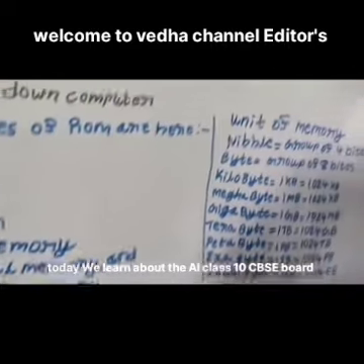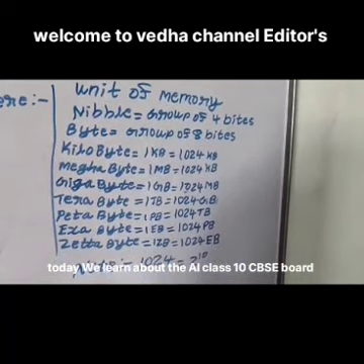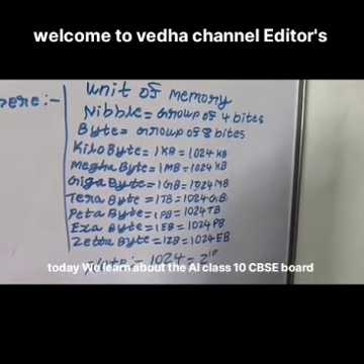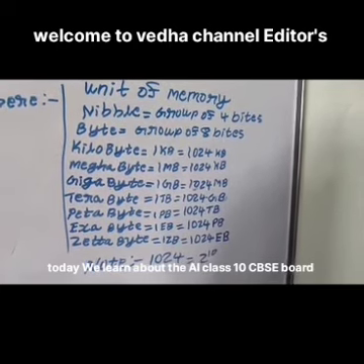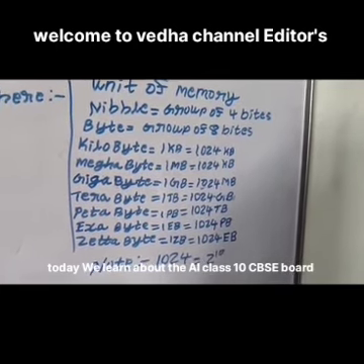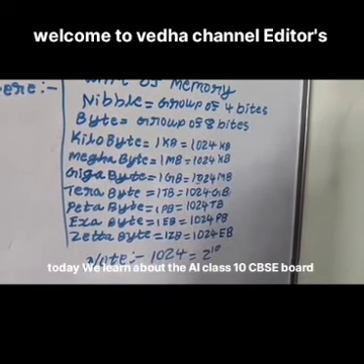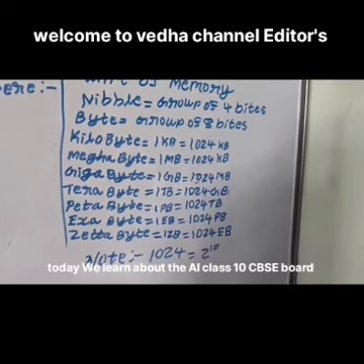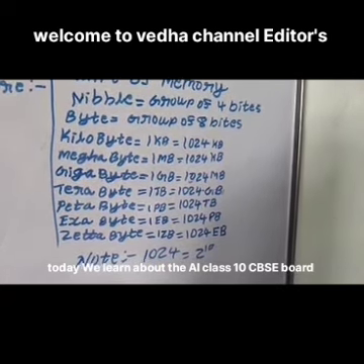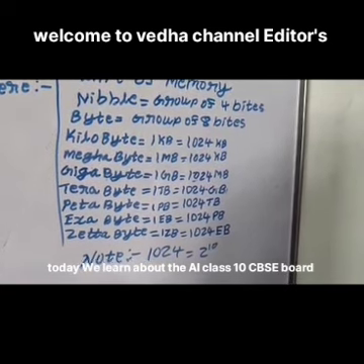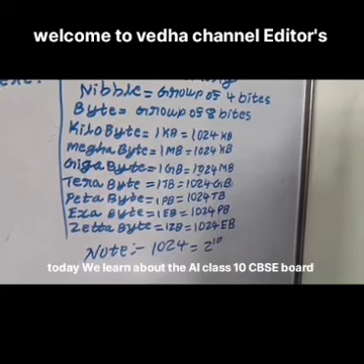Now let's go through the units of memory. A nibble is a group of 4 bits, a byte is a group of 8 bits. 1 kilobyte is equal to 1024 bytes. 1 MB is equal to 1024 kilobytes. 1 GB is equal to 1024 megabytes. 1 terabyte is equal to 1024 GB.